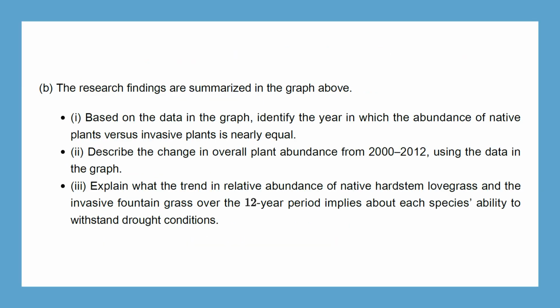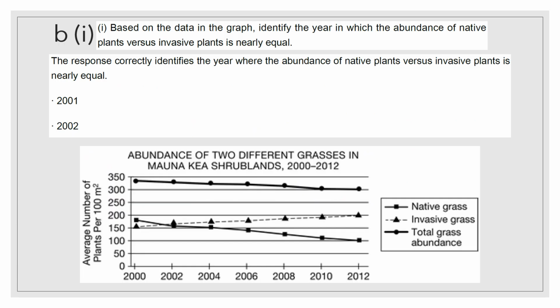The research findings are summarized in the graph above. We have three parts here. Let's take a look at each one. 1. Based on the data in the graph, identify the year in which abundance of native plants versus invasive plants is nearly equal. So I'm taking a look at my graph here, and I see that the year that they are nearly equal to each other is 2002. Also, we can interpret that as also near, so 2001 works as well.